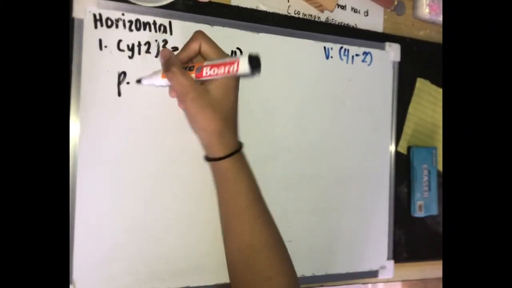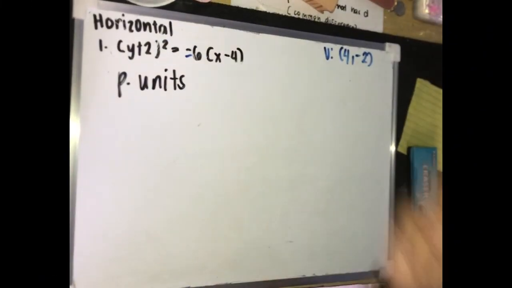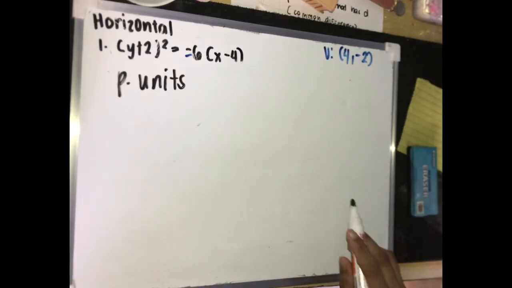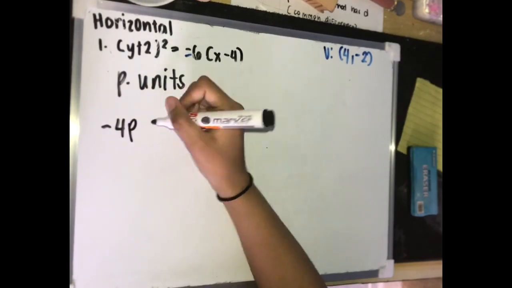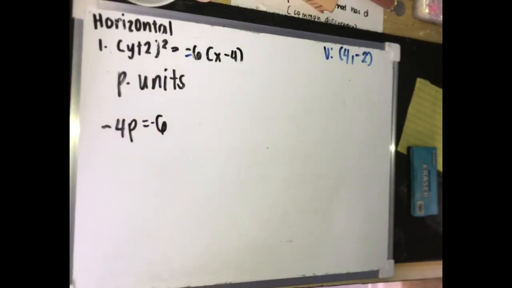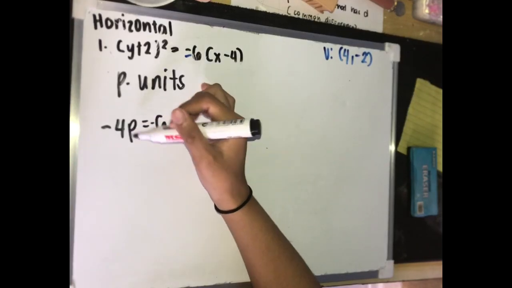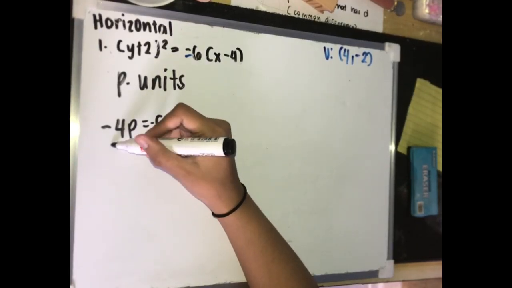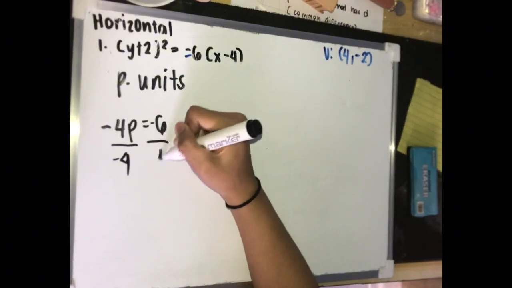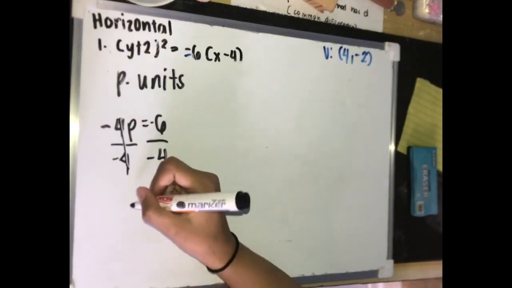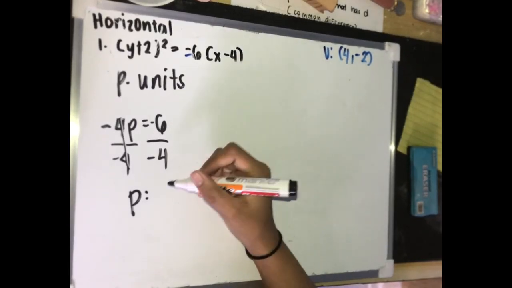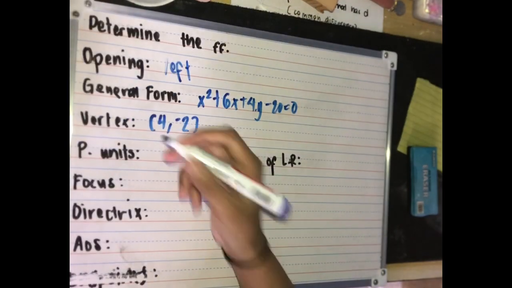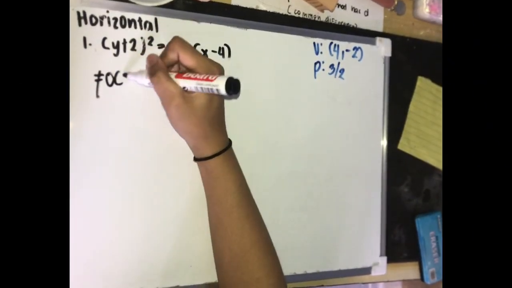So, to find the p units, we're going to look at the 4p. So, since this part is negative 4p, we're going to write down negative 4p equals negative 6. So, to cancel out the 4 here in the 4p, we're going to divide both sides by negative 4. So, we're going to get p, and if we divide negative 6 over negative 4, it will be 3 over 2. So, we're done with the p unit, so let's go to the focus.